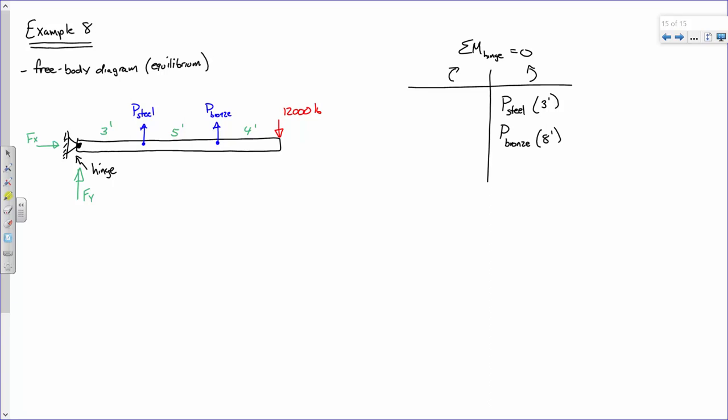Okay, and what about that 12,000 pounds? Does that go on the left or the right? Left, and from the hinge? 12 foot, so I got 12,000 pounds.